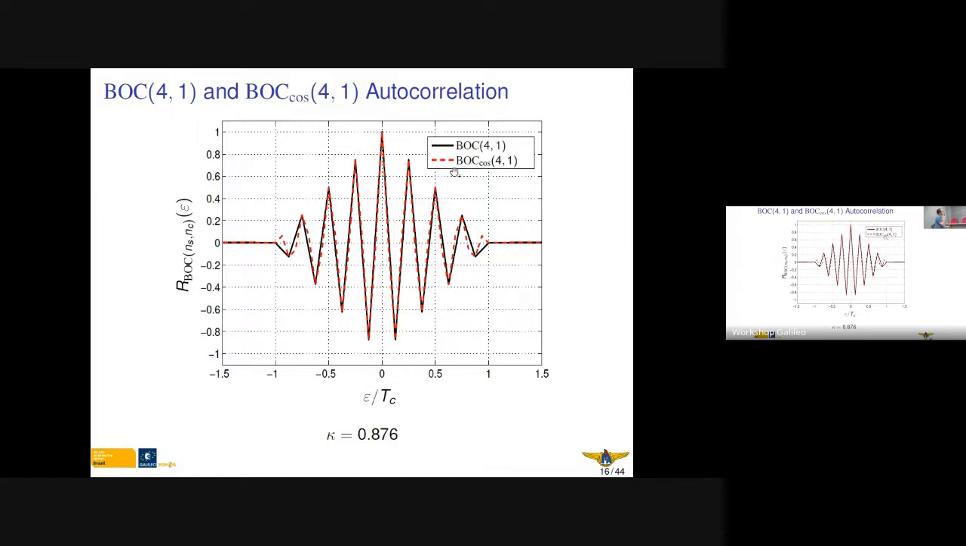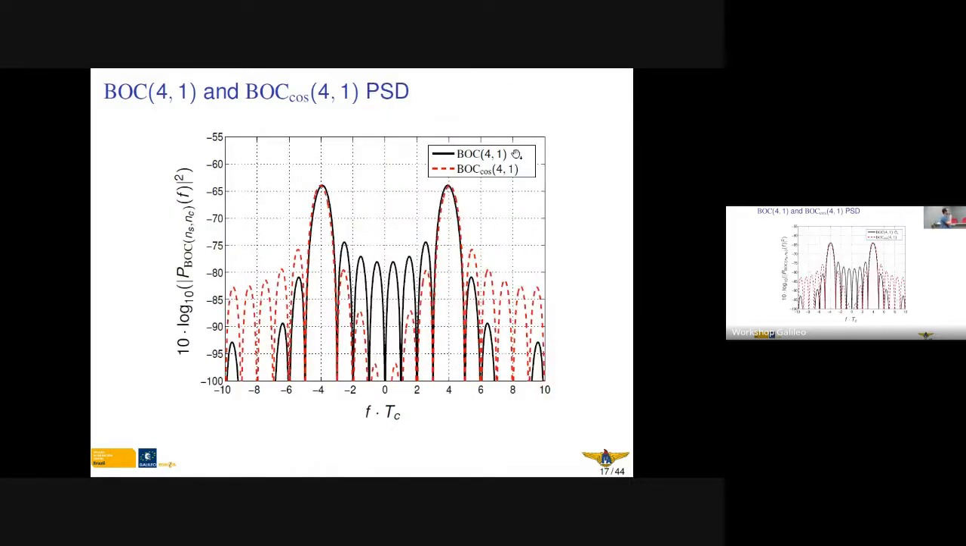Again, the BOC cos tends to be sharper. The main peak tends to be sharper. And if we look at the power spectral density, we can see much clearer now the two main lobes, and we can see that the sine phased BOC has more power between the main lobes, less power outside, and the cosine phased has less power inside here in red and more power outside of the main lobes.